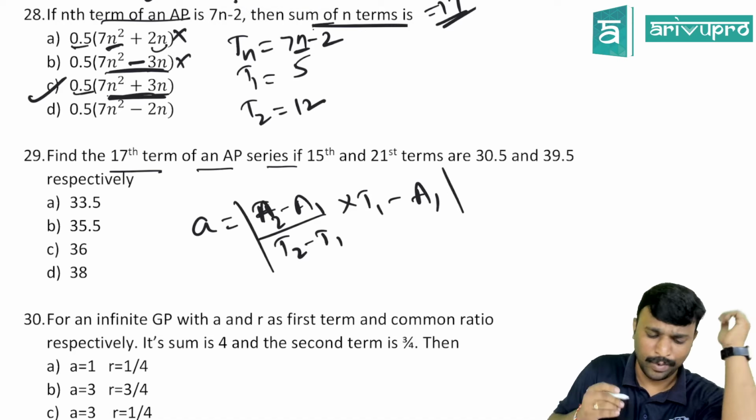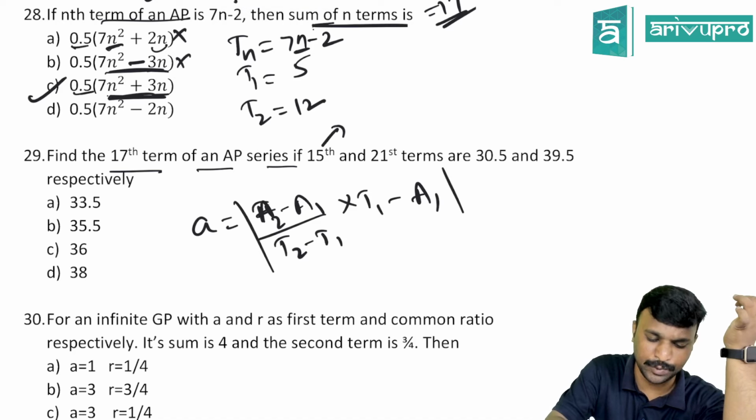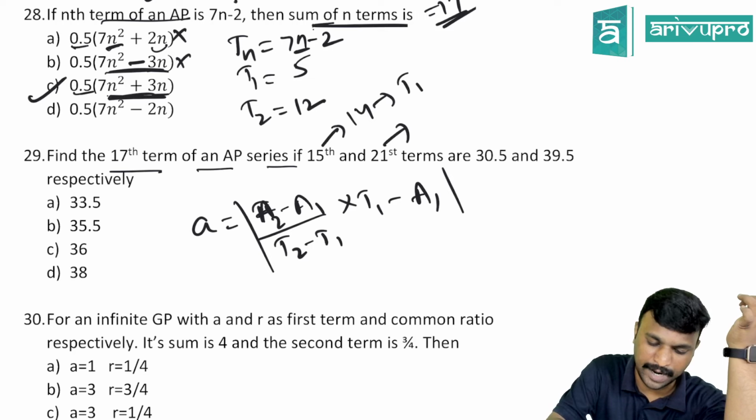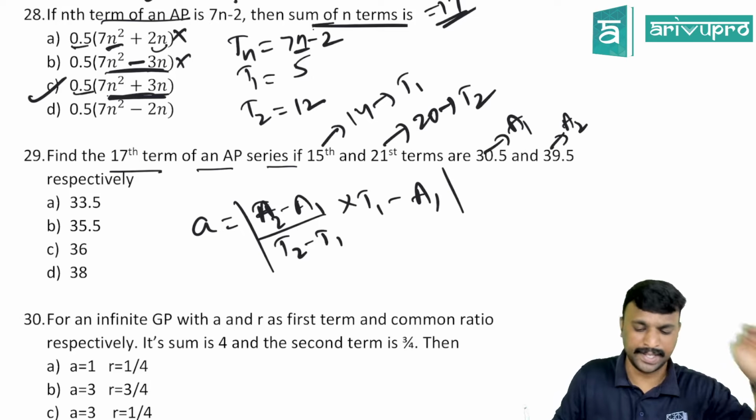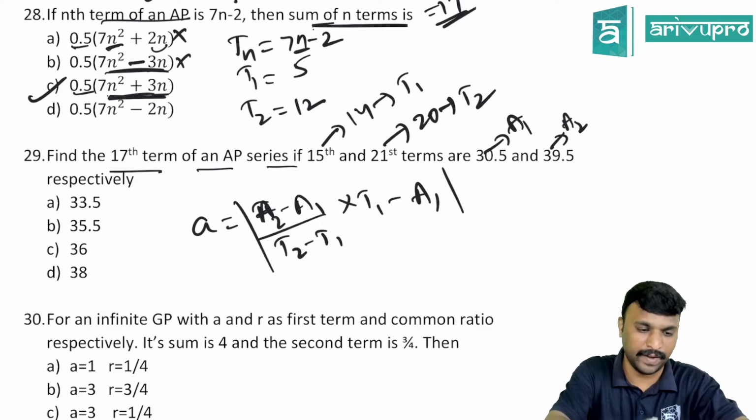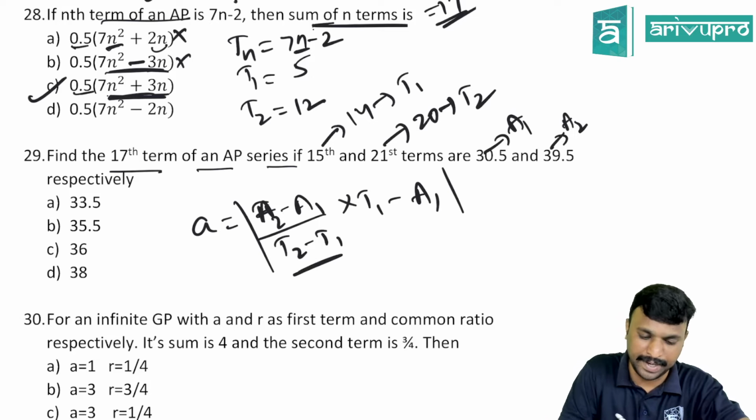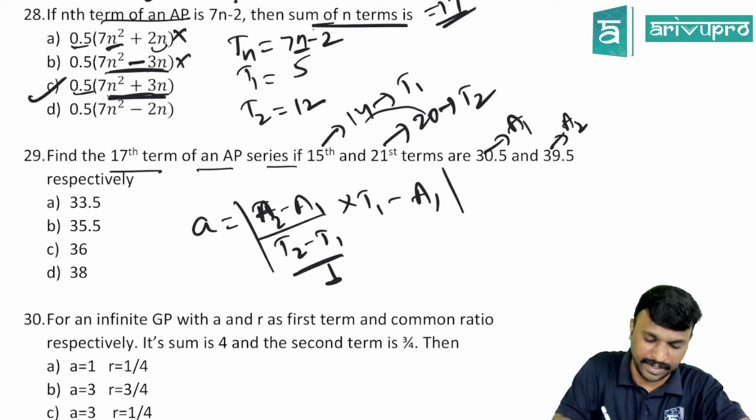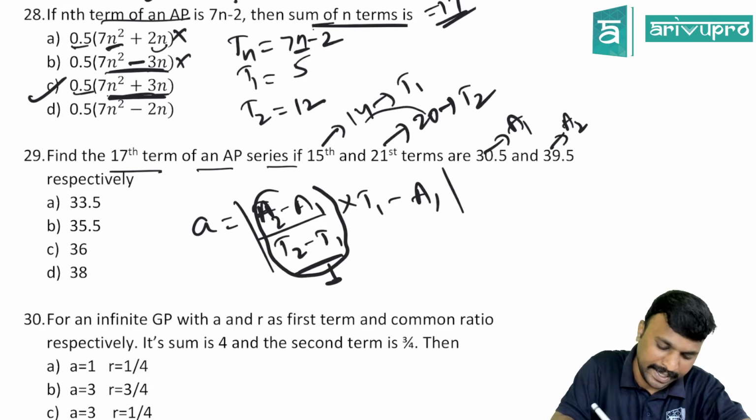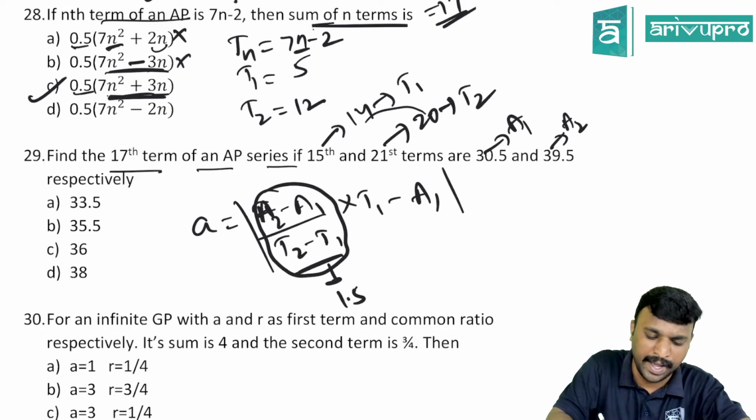modulus. Guys, what is T1 basically? The 15th term means 1 less than that, which is 14. This is T1. The 21st term means 1 less than that, which is 20, which is T2. And then this is A1 and this is A2. Guys, 39.5 minus 30.5 is 9, divided by T2 minus T1. T2 minus T1, 20 minus 14, is 6. So if you do this, this is the value of d. A2 minus A1 by T2 minus T1, that is the d value, which is 1.5.